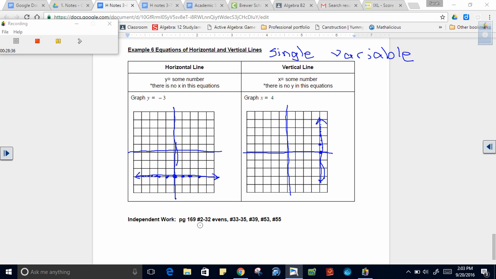Your independent work is on page 169, 2 through 32. Just do the evens, 33 through 35, 39, 53, and 55. Like always, please let me know if you have any questions.